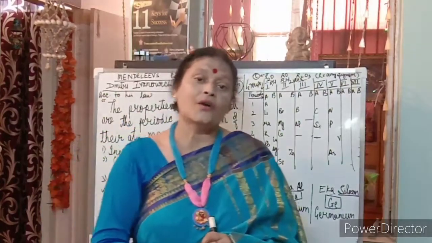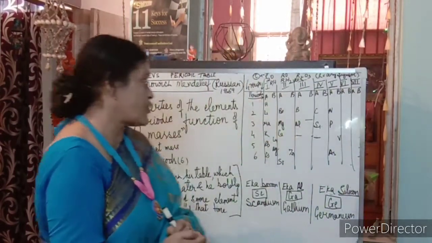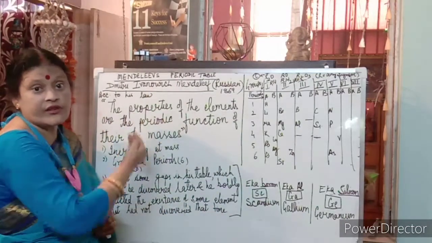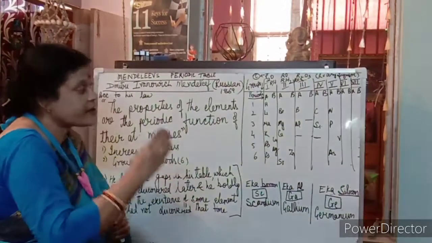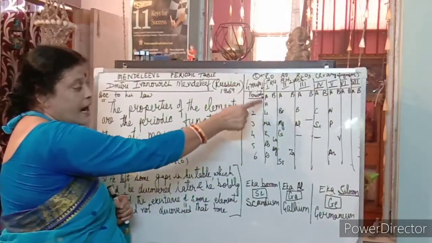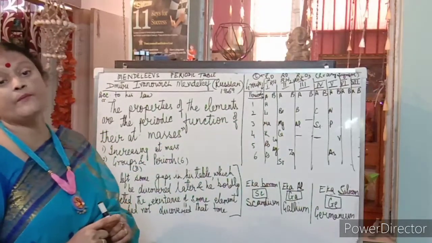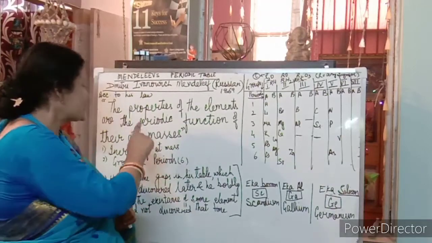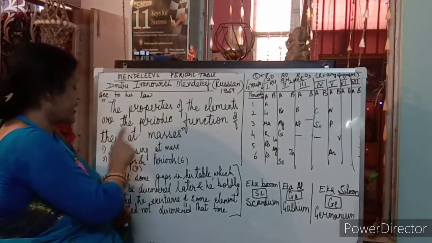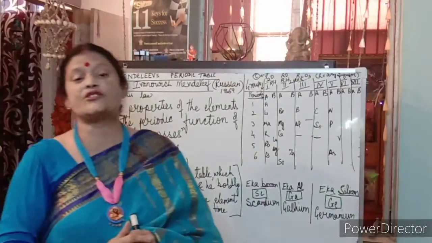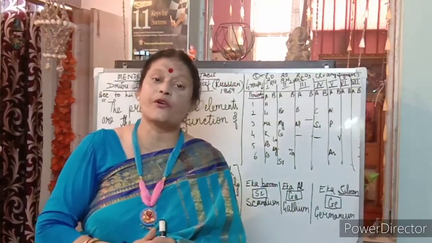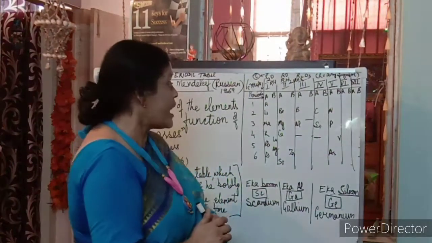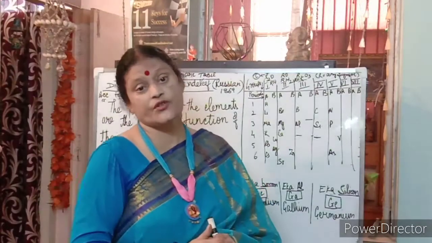Yes? So, the modern Mendeleev periodic table says that the properties of the elements are periodic. Periodic means at regular intervals. After every regular interval, the elements falling there follow the same properties, chemical as well as physical. Yes, so the properties of the elements are the periodic functions of their increasing atomic mass. That means his table depended upon atomic mass.